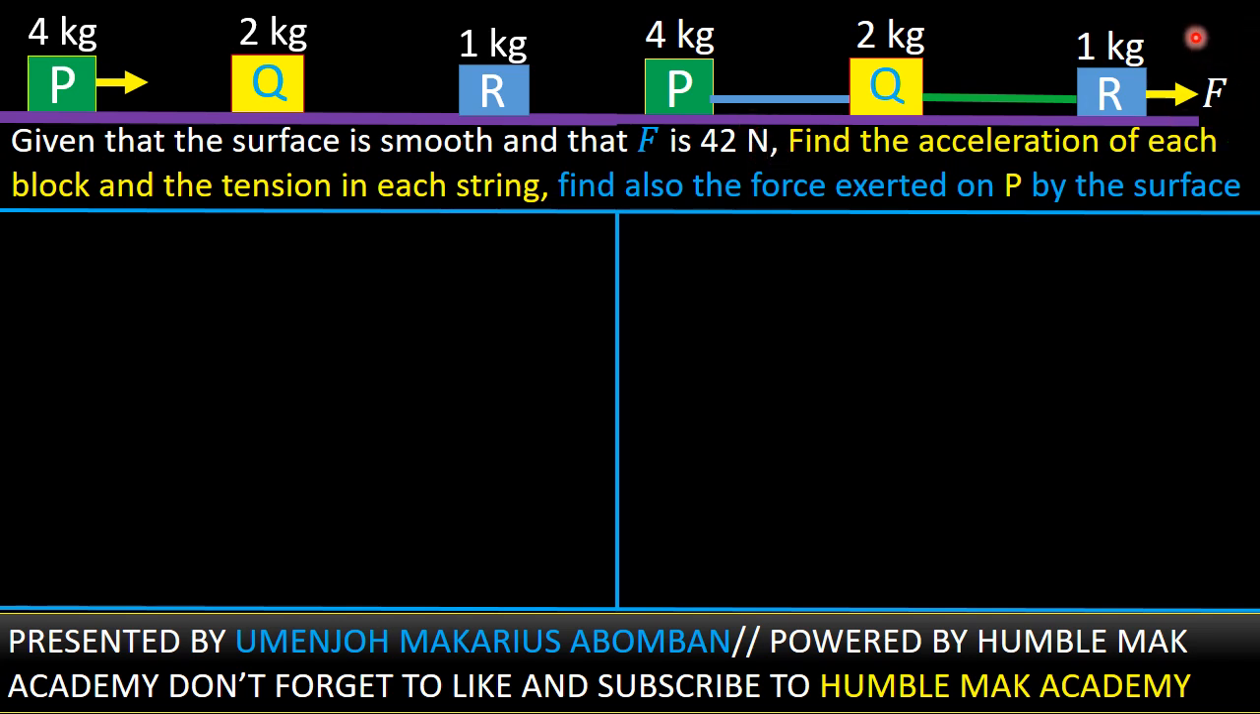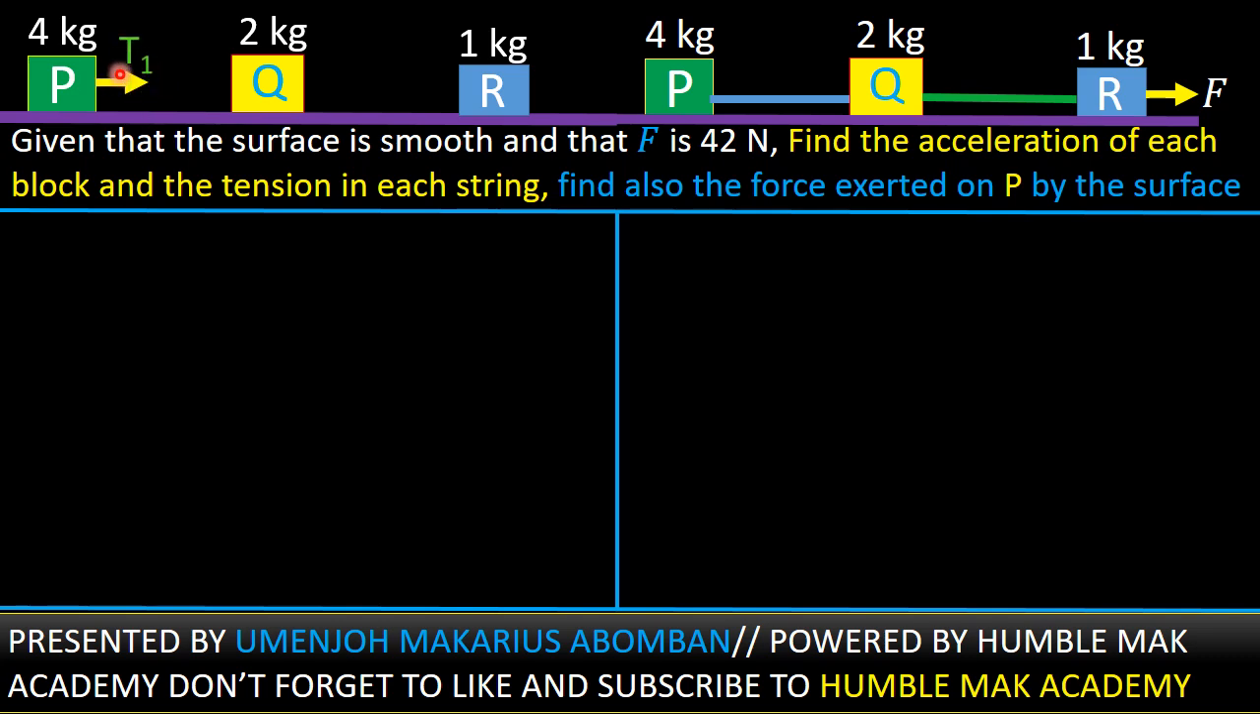Now, since this F pulls the system towards the right, the motion of our system is to the right. That implies the greatest force we can have is towards the right. Good. So we can say that there is some tension in this string, and this is how the tension on block P is going to look. This is the direction.